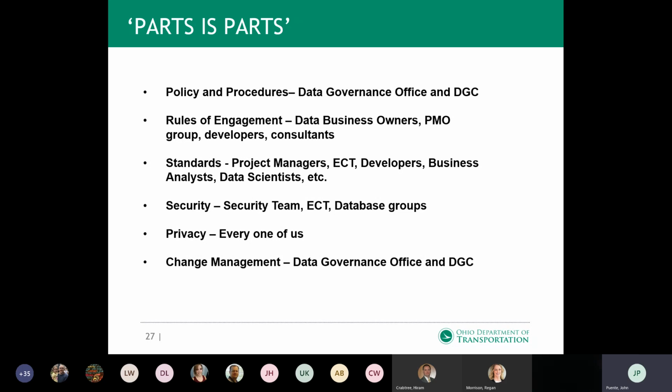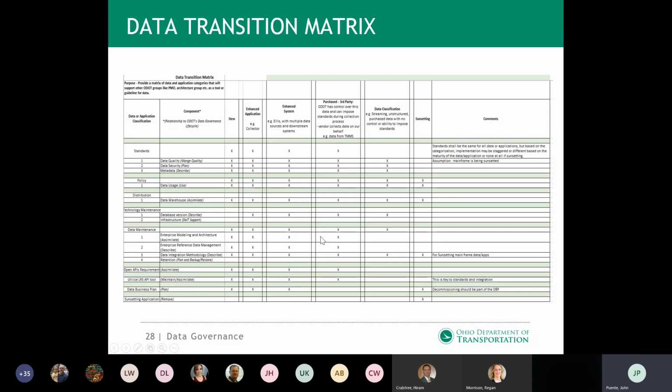You may not have seen yourself in these roles before, but now that you're sitting in on this video, you can see where some of that actually takes place. Privacy, that's everybody. Security, of course, is our security team, our ECT, and our database groups, but that's all part of data governance, okay? This data transition matrix is something that we put out to help everybody understand where their role is actually taking place.